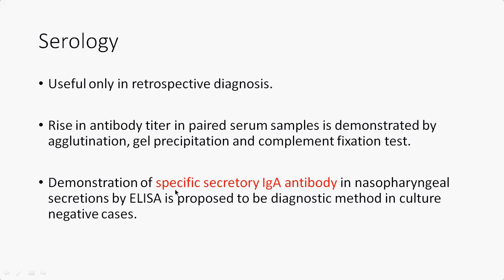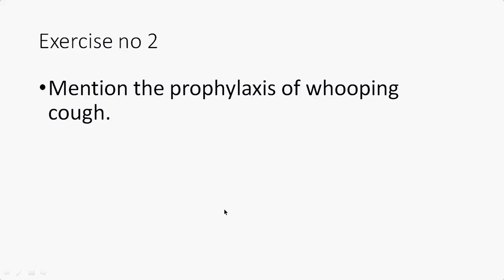Nowadays there is demonstration of specific secretory IgA antibody. Secretory antibody can be present in the pharyngeal wall. So specific secretory antibody can be seen in nasopharyngeal secretions by ELISA, which can be a diagnostic method in culture-negative cases. So now this has serological importance.